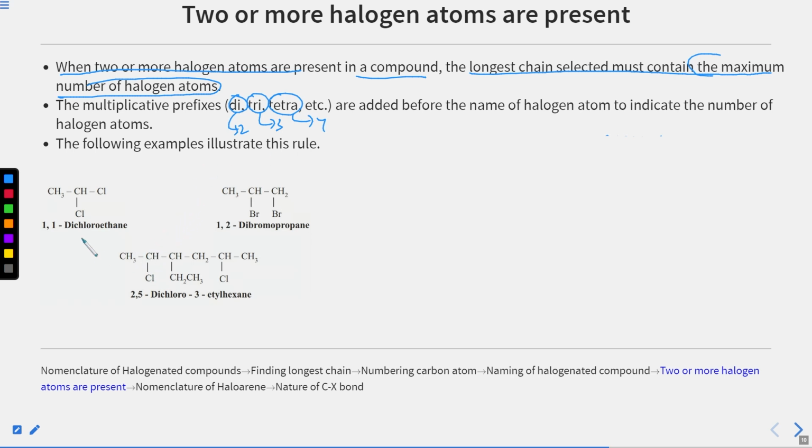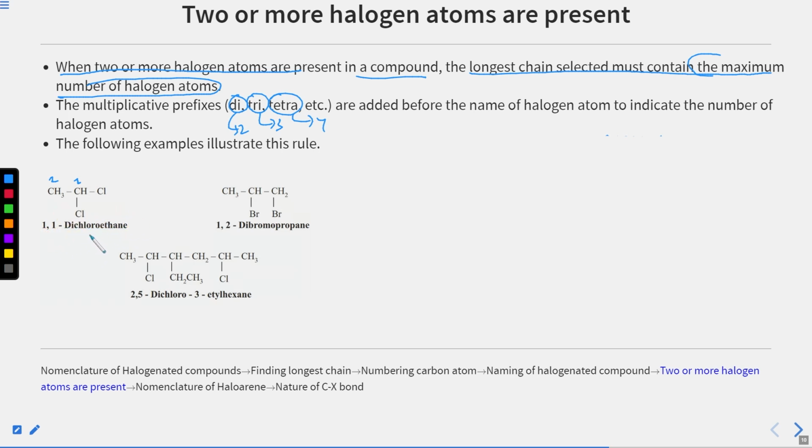Let us see some examples here. Look at this nomenclature very minutely. The number of carbons here is 2, so we have ethane. Number of chlorine is 2, so di. Since it is chlorine, we will have chloro. Now we start numbering from this side because chlorine comes first at this one. We have 2 chlorines on the same carbon, so we will write 1 two times: 1,1 along with a comma, then hyphen, dichloroethane. So this is our complete name.